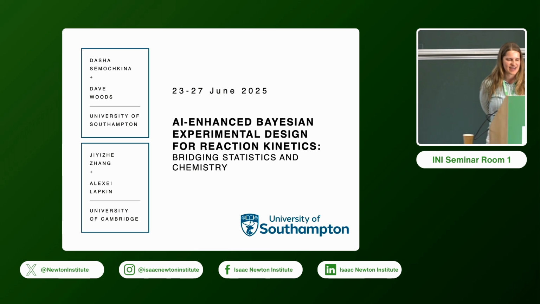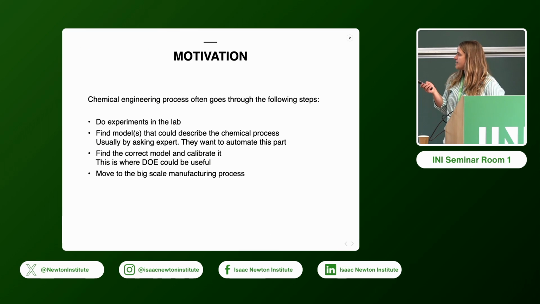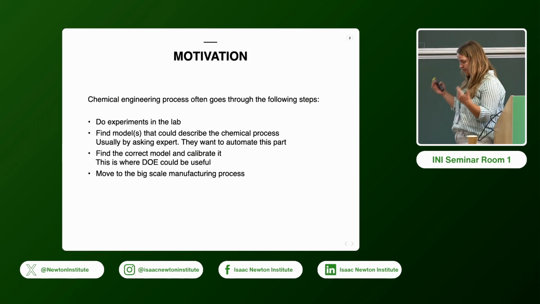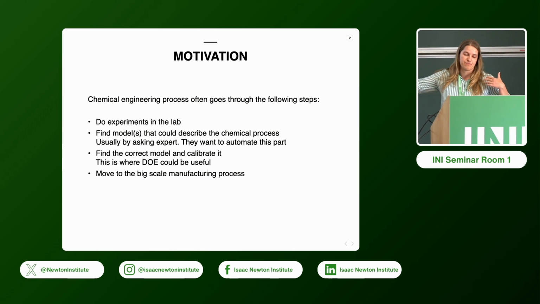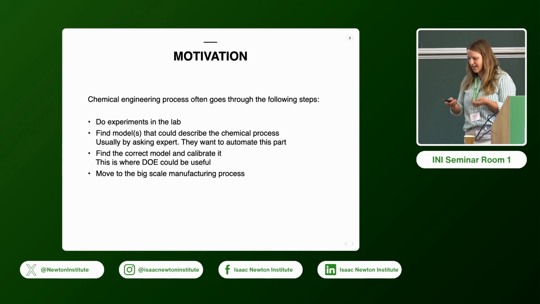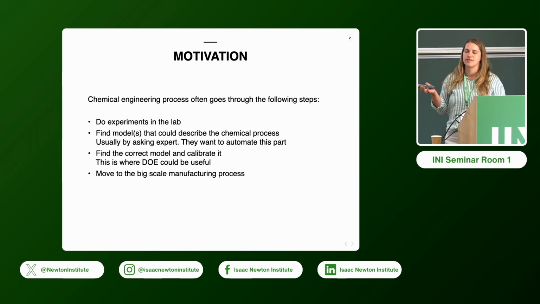So this work is a collaboration between us and Southampton. I'm working with Dave Woods, and we have some chemical engineering collaborators here in Cambridge. This work started off talking to them through how the process works. The stages that they go through are usually the following. They do something in the lab. They're like, well, that's interesting. And then the idea is to scale this to big manufacturing level. But to do that, they need to first find a model that describes the chemical process well.